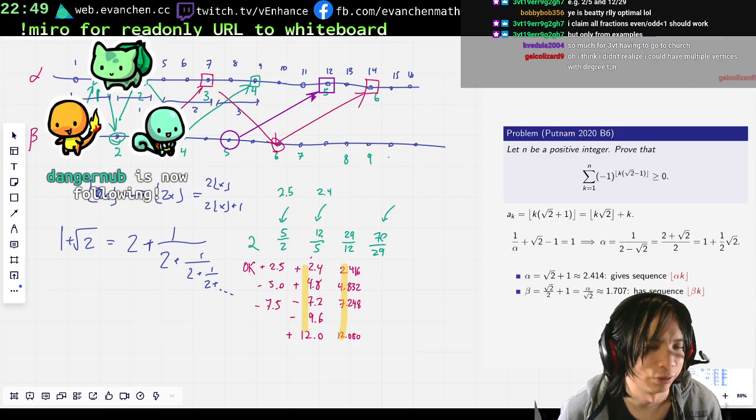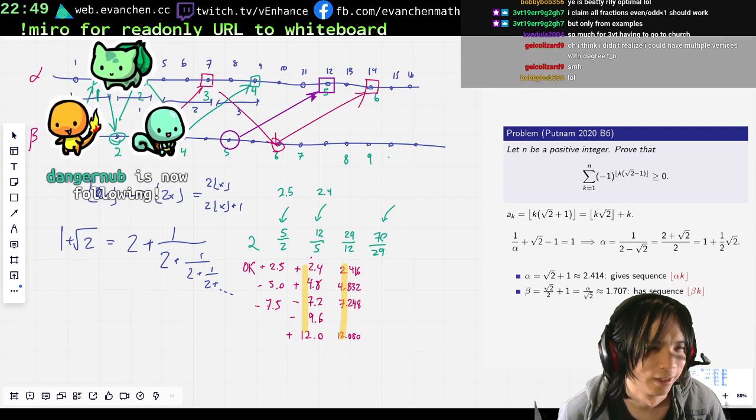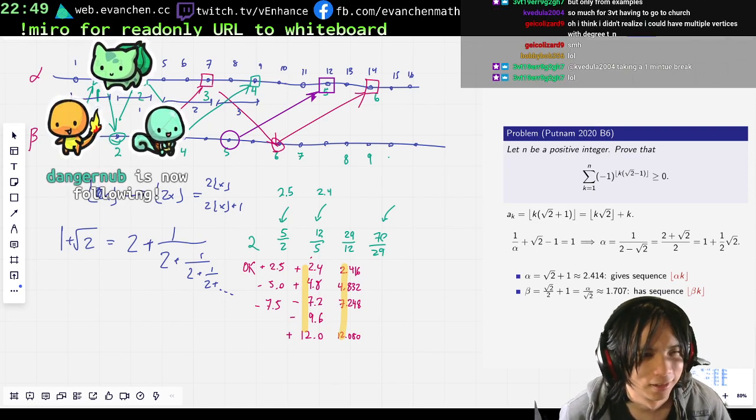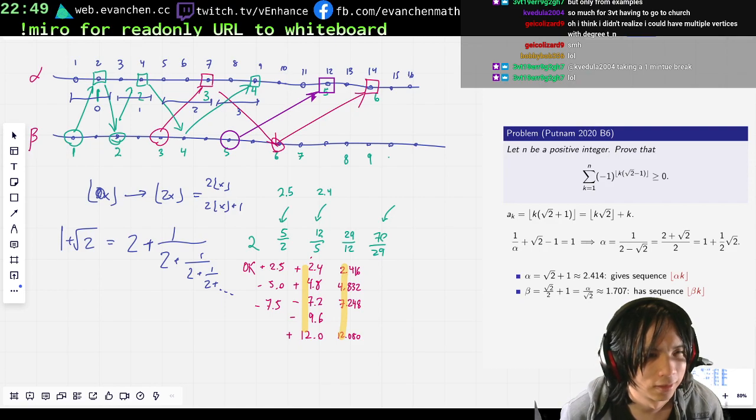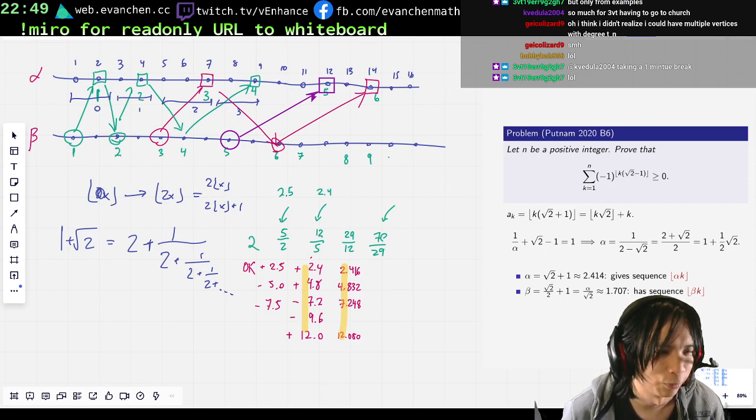Yeah, that's what I was saying. You don't have only one vertex of degree Tn. That's why I said you want multiple universal vertices.